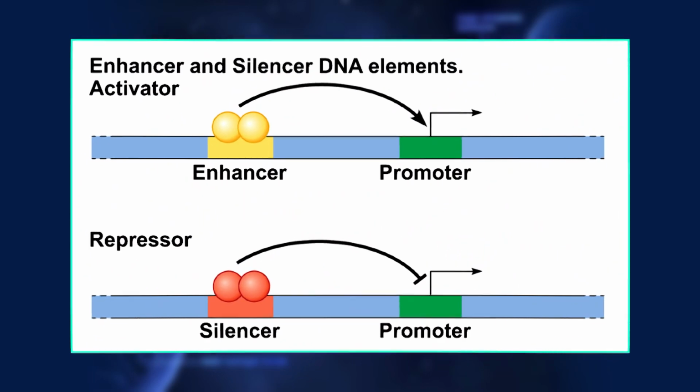actual site. Silencers provide binding sites for proteins that repress transcription. Like enhancers, silencers can be found before or after the gene they control and can sometimes be a distance away on the DNA strand.